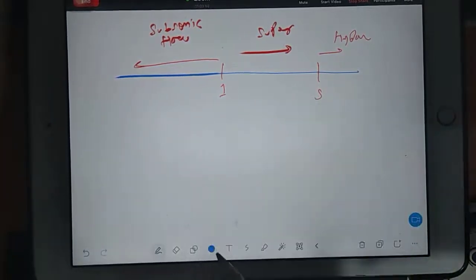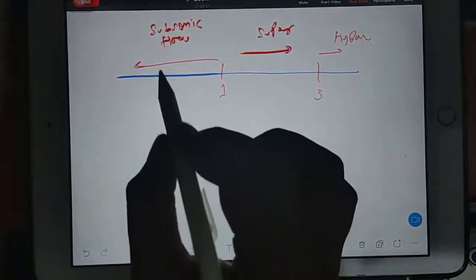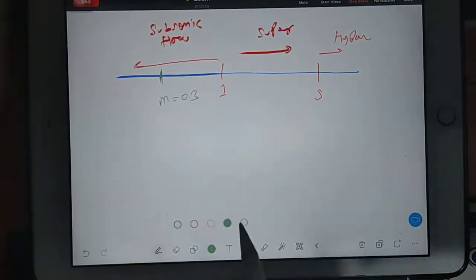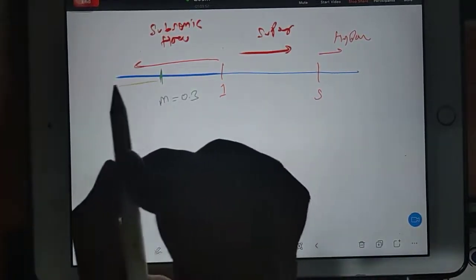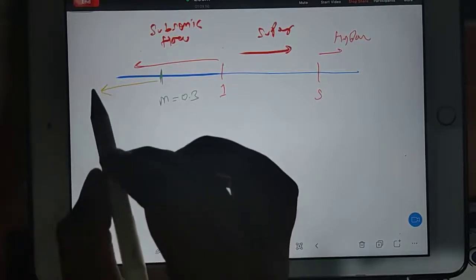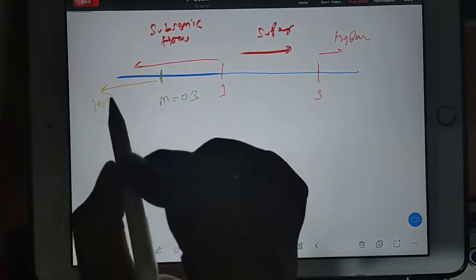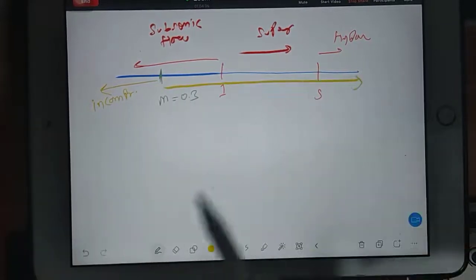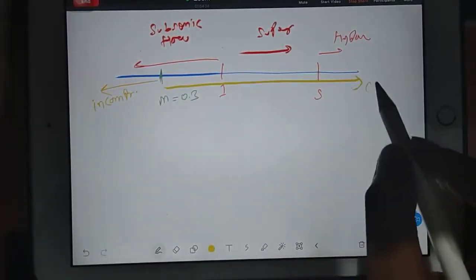Okay. If your Mach number is below 0.3, the density will not change, so you will say incompressible flow. And after that, every flow will change density, so they all are compressible flow.